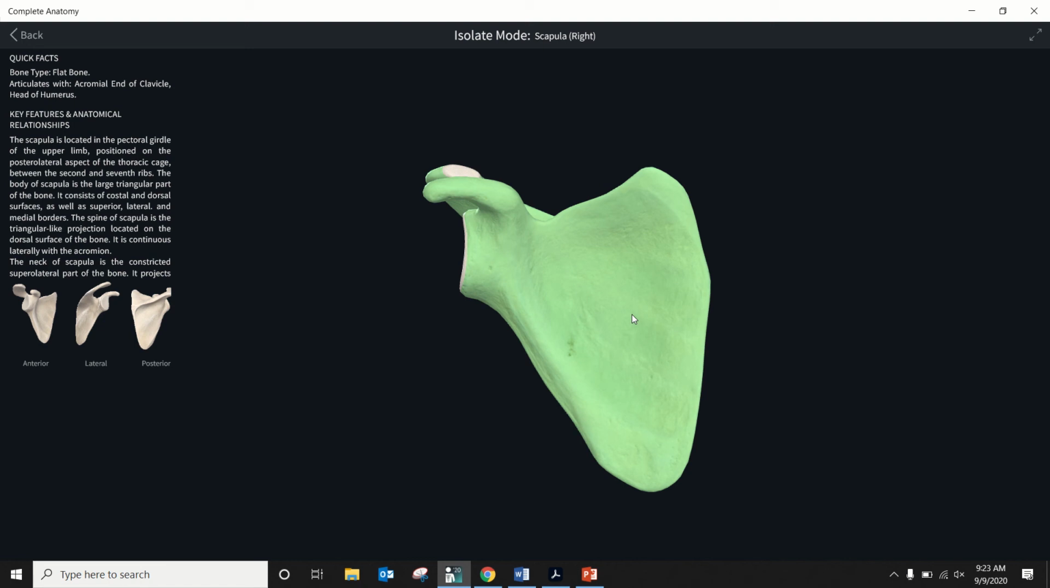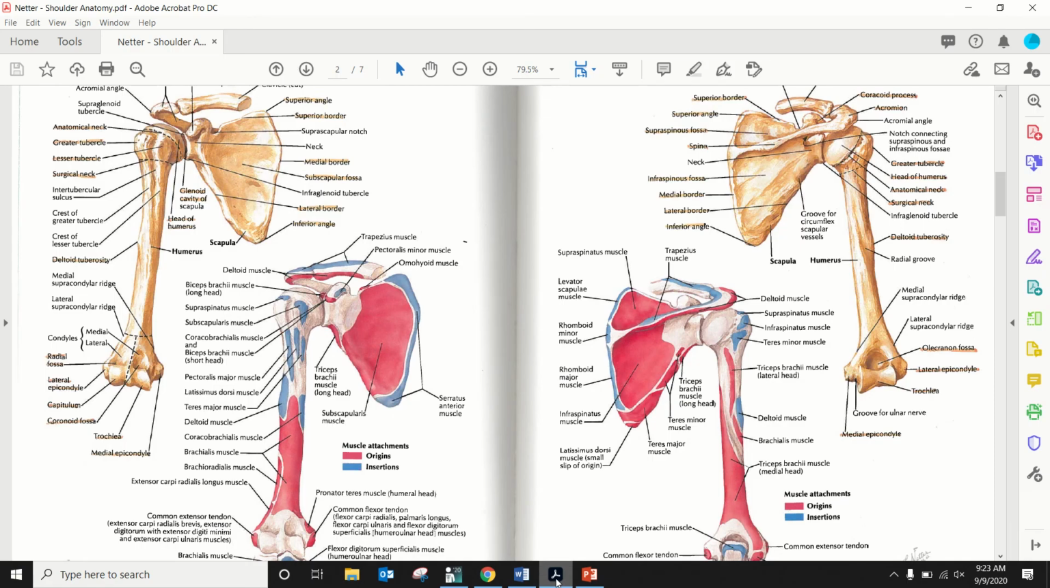A fossa is some kind of an indentation. As you'll see when we get to lab tomorrow, if you look at the scapula, the anterior aspect is kind of concave. It's curved in on itself. So it's a fossa because it's an indentation. So the subscapular fossa is most of that anterior portion of the scapula. Something else that's helpful with a couple of these fossas: I mentioned the Netter illustrations. This is from that diagram.